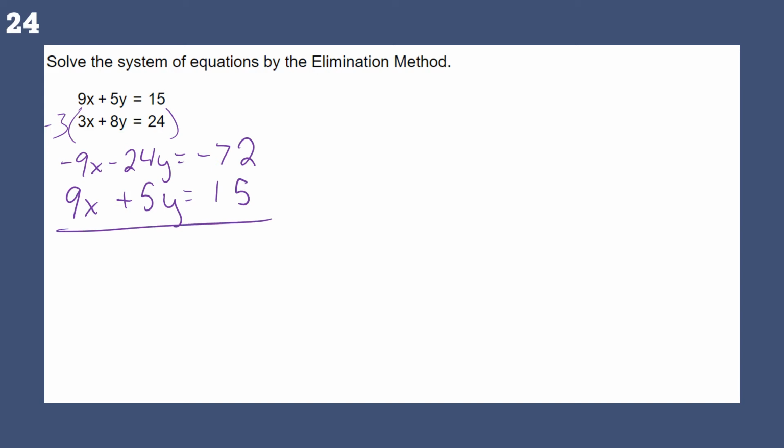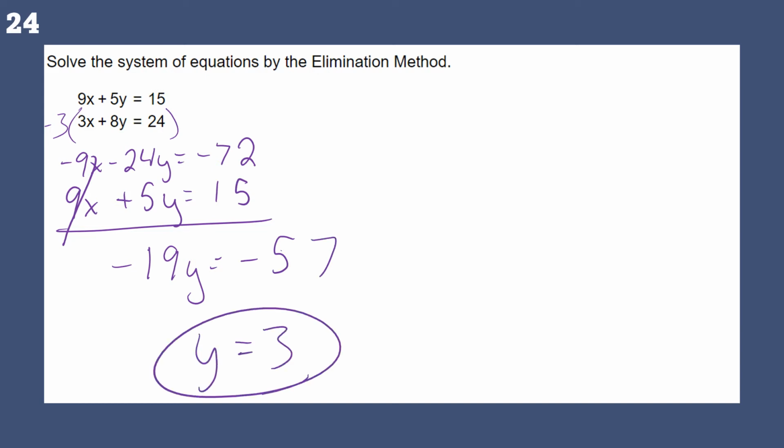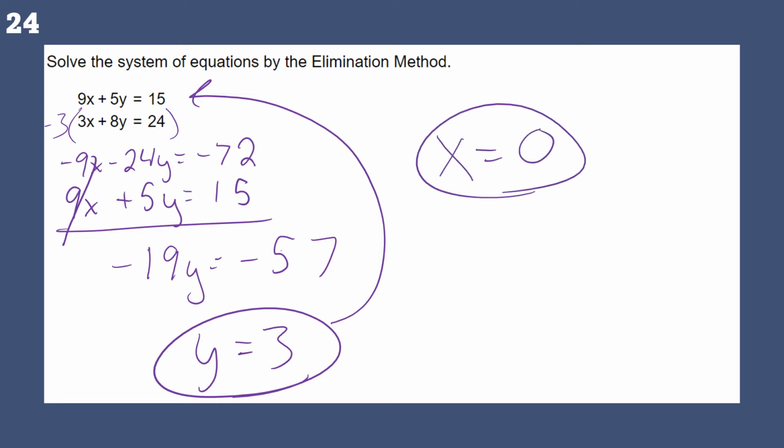The elimination method is to go ahead and crunch those together and add the two lines together. That would cancel out, and I would end up with negative 19y equals negative 57. And so y would equal 3. And so, yay, I've got 3. Now, what do I do with that 3? I'm going to take that and plug it back into my equation. And it turns out x needs to be 0. So my ordered pair is 0, 3.